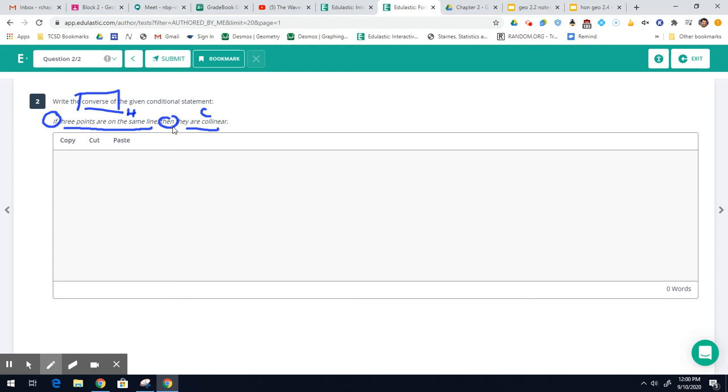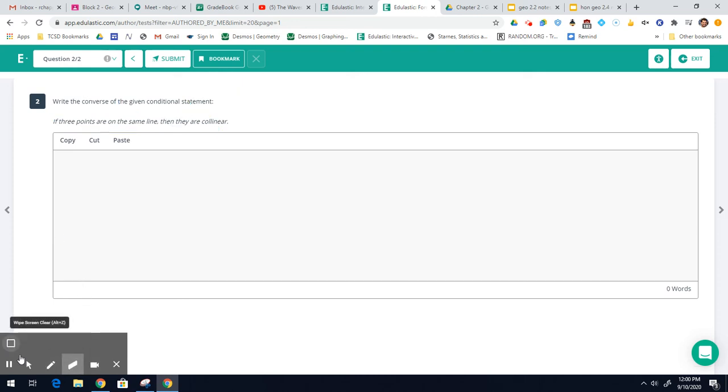But notice in the conclusion, you have this word they. This word they is called a pronoun. It would be silly to start the converse with the word they because I don't know what they is. So as I write the converse, look at the savviness that I use. It's not changing a whole lot of words, it's just rearranging them a little bit.